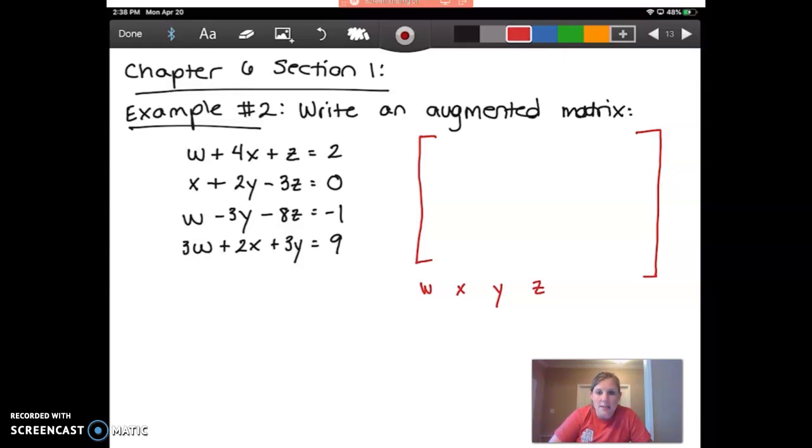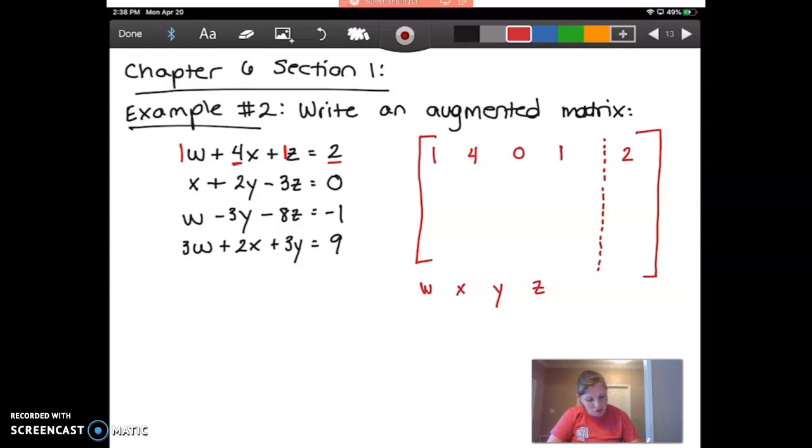It sounds worse than what it is. On the very first equation, I have 1W, so a 1 here, 4X, so a 4 here. I am missing Y, so I put a 0 in place of that, and then a 1Z. On the right-hand side of the equal sign, I have the value 2, so I'm going to have a dashed line that separates this, and then I'm going to write the number 2. Then I'm going to continue on for the next equation.